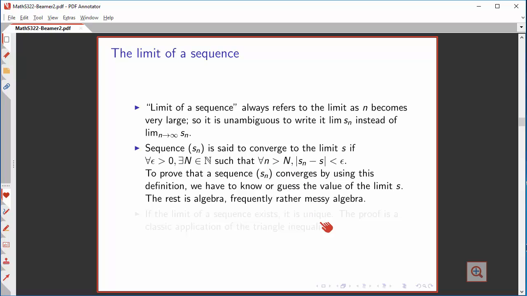It's a bit of a pain to prove that a sequence converges by using this definition, because in order to apply the definition, we have to know the limit s of a sequence. Once we can figure out that limit, the rest of the proof is purely algebra. The algebra turns out to be rather messy, and we will come up with better ways of doing this starting in the third class.